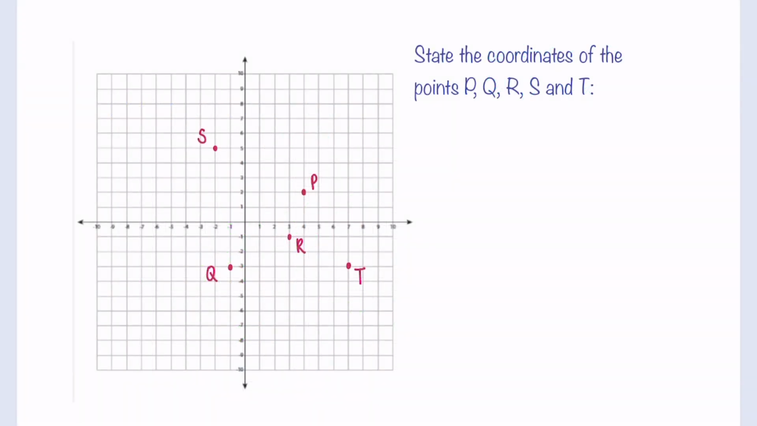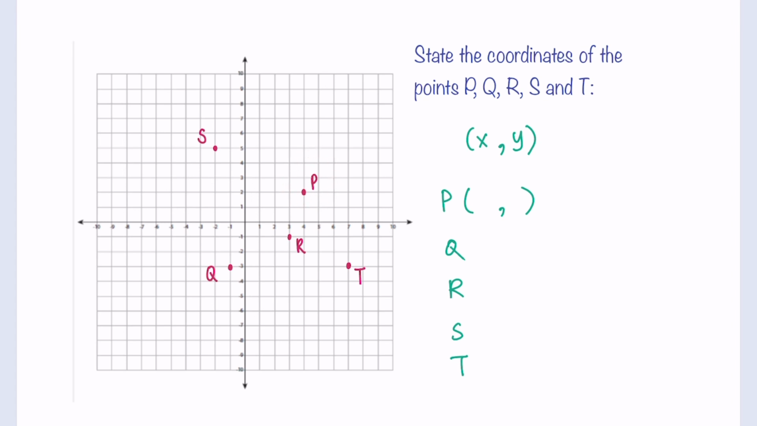Here we have the 5 coordinates P, Q, R, S, and T already plotted on the number plane. What we're going to do is find out where they're sitting and state the coordinates. So remember that the coordinates start with the x followed by the y. So we want to identify the coordinates for P, for Q, for R, S, and T. So let's begin with P. Point P is sitting right here.